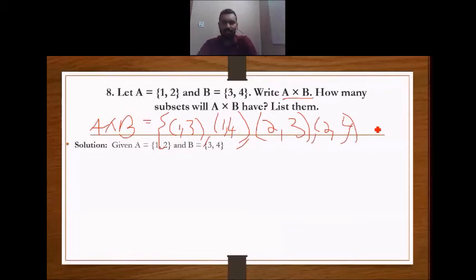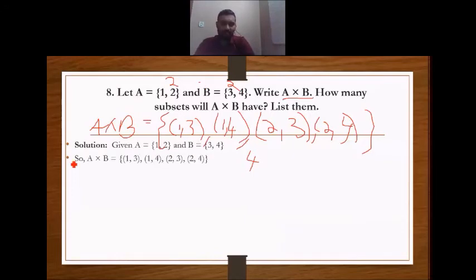Okay, so this is A cross B. How many elements are there? You can see there are 4 elements. Or you can get it directly also. There are 2 elements here and 2 elements here. The number of elements in A cross B is the number of elements in A into the number of elements in B. So 2 into 2 is 4. So directly you can get the number of elements equal to 4.